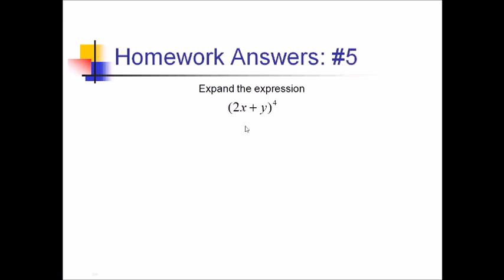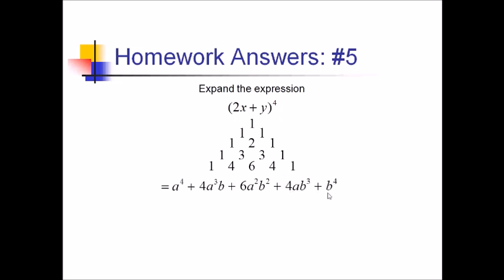For number 5, we're trying to expand this quartic binomial. So we'll use 4 layers of Pascal's triangle. Here's row 0 and row 1. Row 2, we've got 1, 2, 1. Row 3, we've got 1, 3, 3, 1. And finally, the row 4 that we need, 1, 4, 6, 4, 1. Now to our formula with a's and b's. This is 1a to the 4th, 4a cubed b, 6a squared b squared, 4ab cubed, and then 1b to the 4th. Instead of a, we've actually got 2x from this binomial, and instead of b, we're going to plug in y.